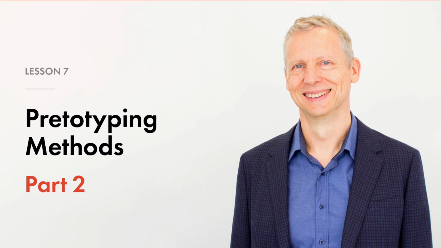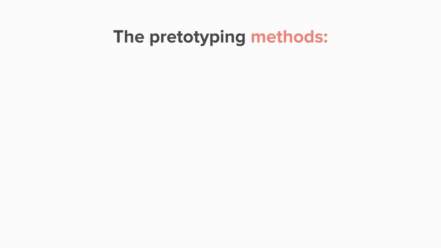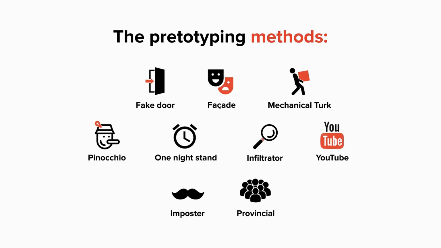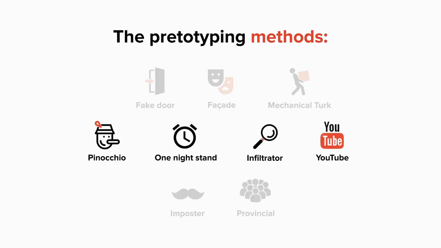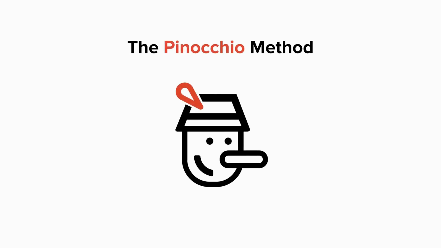Pretotyping methods, part 2. In this lesson, we're going to look at 4 more pretotyping methods: the Pinocchio, the Infiltrator, the one-night stand, and the YouTube method. The Pinocchio method. The Pinocchio method is great for when you have a physical product or service that you want to test out in the market.